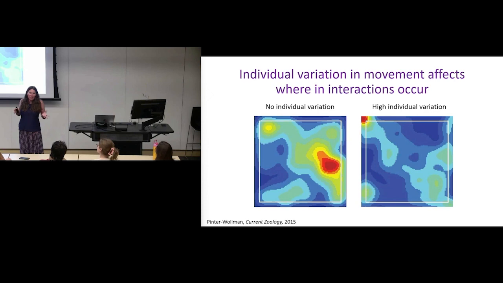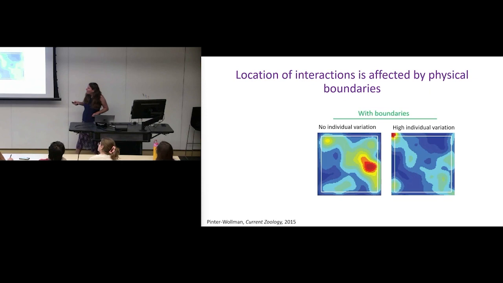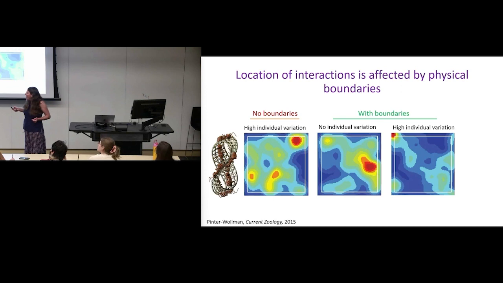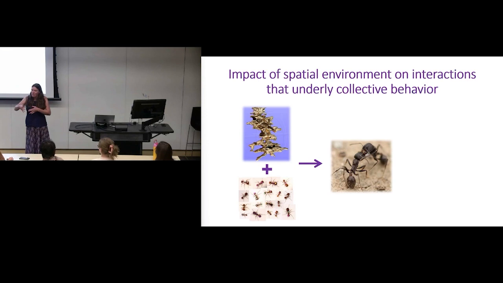And just to further confirm this, I removed the boundaries. So I maintained the high individual variation in walking patterns, but I had ants walk on the terrace, so they didn't have a boundary around them. And again, these interaction hotspots happened in various places. So really, it's the combination of having these spatial constraints that shape the way that ants can move around and having individual variation in walking patterns that results in these more interesting interaction networks where individuals differ in how they interact with one another. And then in turn, that potentially impacts things like foraging behavior.